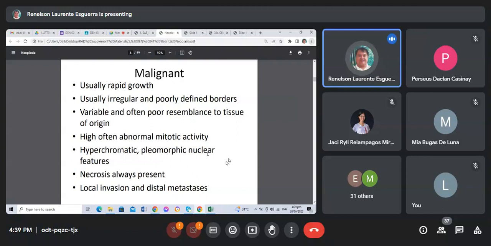So when you say local invasion, the nearest area would be invaded by the malignant cells. While if you have distant metastasis, it would mean that the group of malignant cells have grown away from the anatomic site of the tissue.